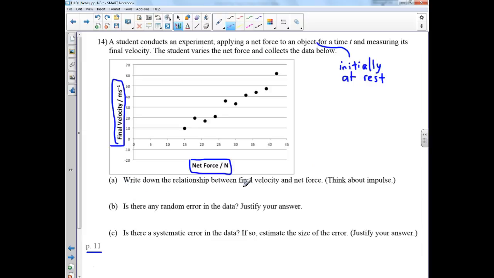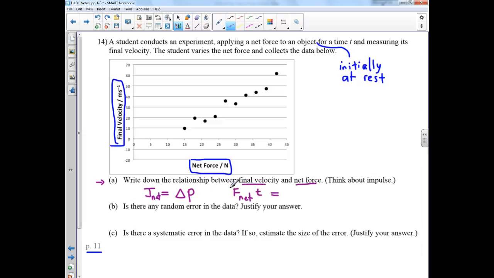Part A. Write down the relationship between final velocity and net force. Hey, final velocity and net force, those are my axes. So they're prompting us to think about where the line should be. Okay, so what's the relationship between final velocity and net force? And it says think about impulse. What do I know about impulse? Well, I know impulse is equal to the change in momentum. P is what we use for momentum, and it's really the net impulse that is equal to the change in momentum. And what's net impulse? Well, that's force times time, but net force because it's net impulse.